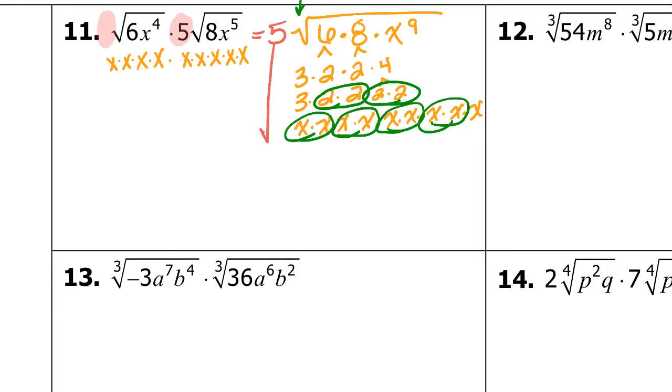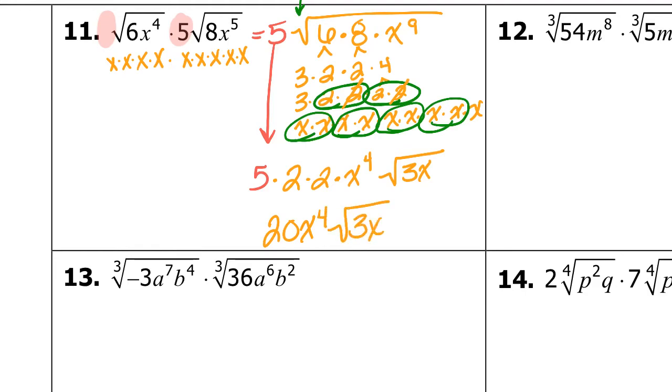So if I bring down the 5 from the beginning and I multiply it to each one of the values that is able to get out of the radical, I'm left with 5 times 2 times 2 times x to the fourth, because there were 4 groups of x's that were able to get out, and a 3 and an x got left behind. So this leaves me 5 times 2 is 10, 10 times 2 is 20, x to the fourth, square root of 3x.